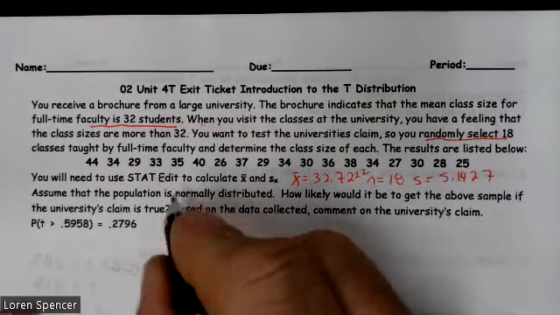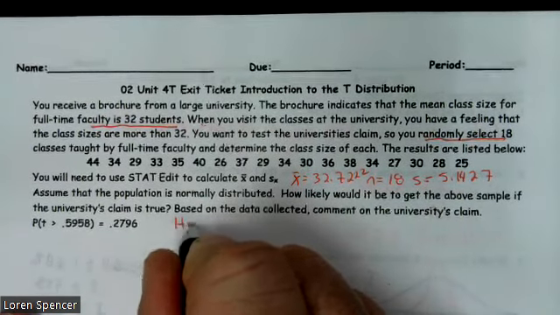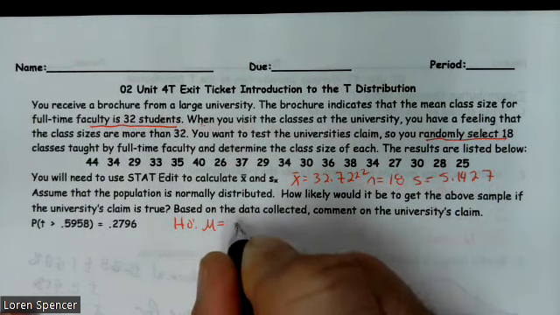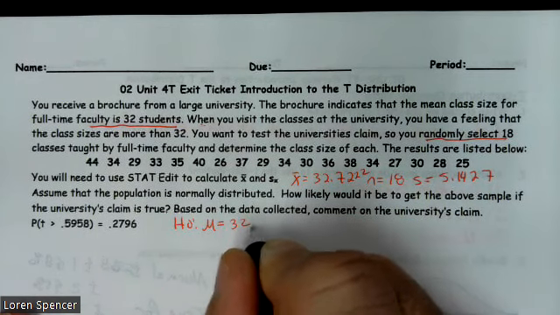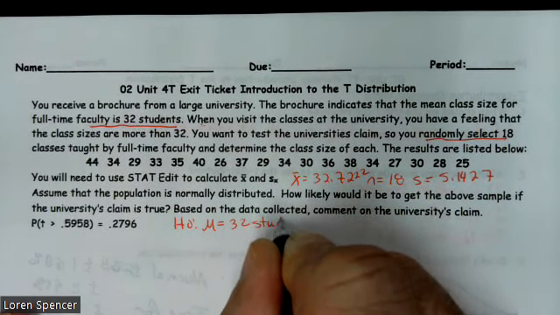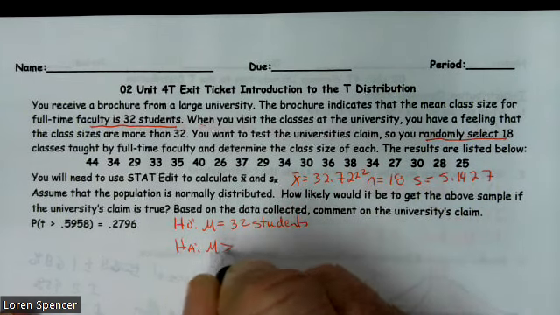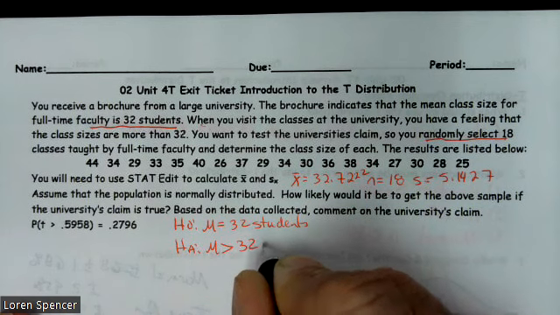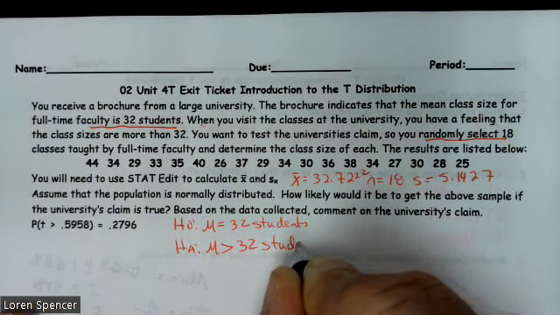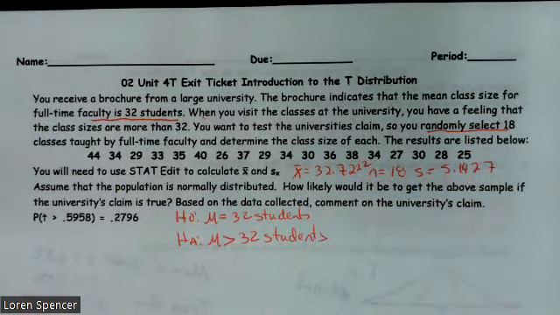Well, the university's claim is essentially H0: mu is 32. There are 32 students. However, you believe there are more. So in this case, mu greater than 32 students. Now, technically, we're not really running a hypothesis test, but this kind of helps us out.